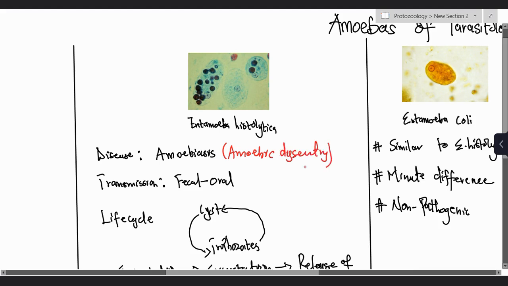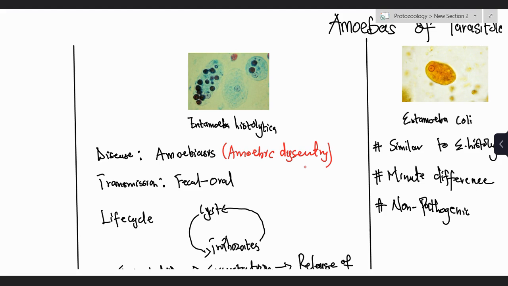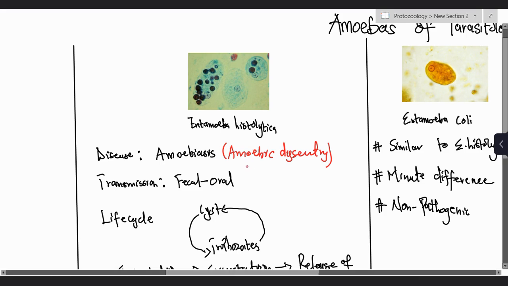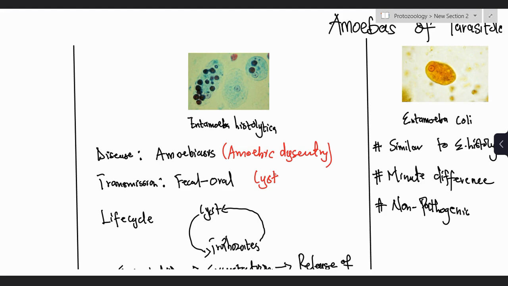Transmission is mostly fecal-oral. When you take in contaminated water or contaminated food, the infective stage is the cyst. What you take into your body is the cyst. It is within your gastrointestinal tract that this cyst will excyst and then form the trophozoite. The trophozoite is the actively growing and feeding stage, and it is what is going to cause all the observable symptoms that you encounter during amoebic dysentery.